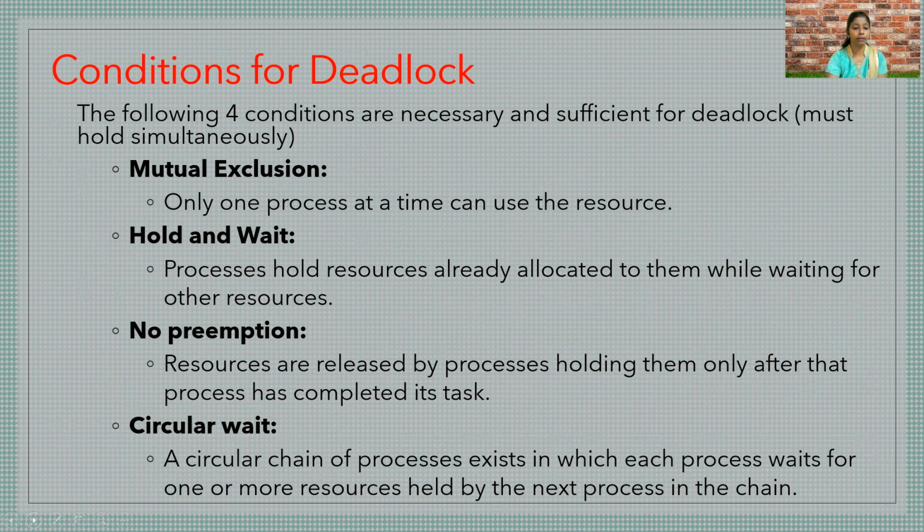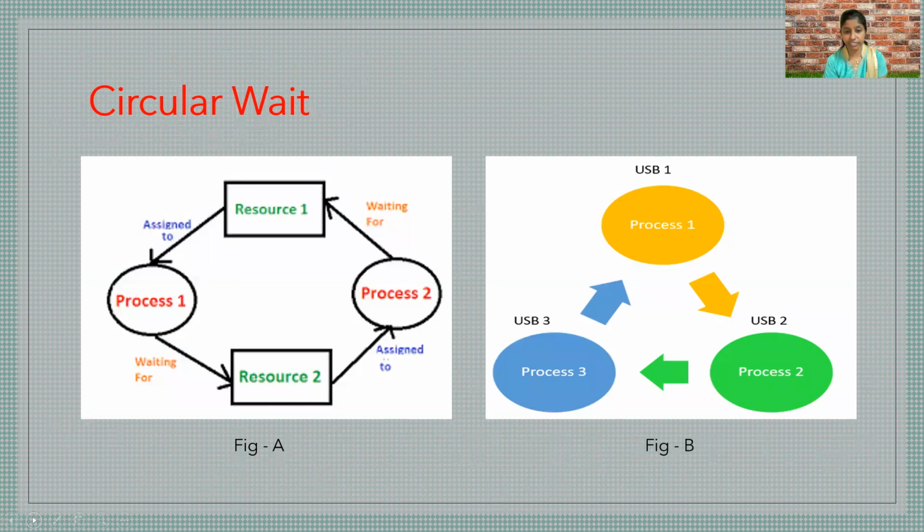So this can be viewed by this diagram. There are two figures here, figure A and figure B. In figure A, you can see there are two resources and two processes. Process 1 is holding on to resource 1 and still waiting for resource 2, whereas process 2 is holding on to resource 2 and still waiting for resource 1. And this condition will never complete since every process is waiting for a resource that is held by another process. On the right side, in figure B, we can see USB is a resource.